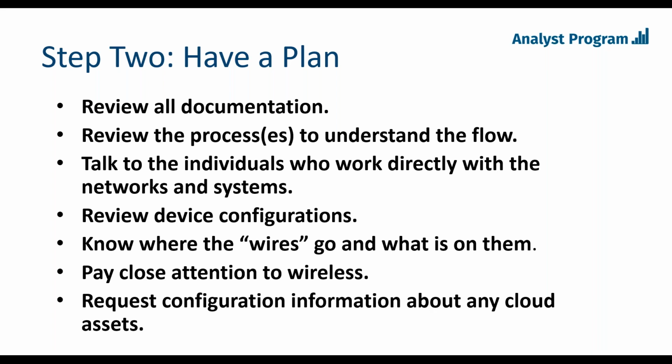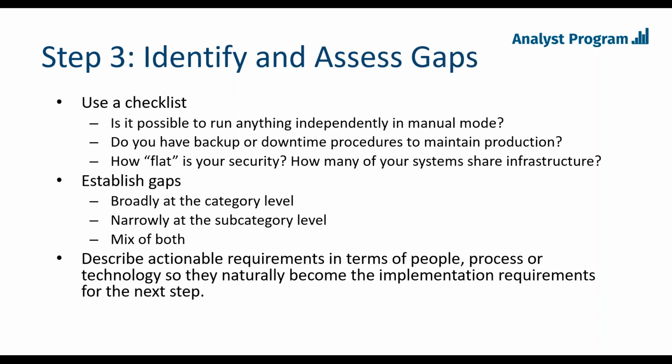Good point. So let's go on to step 3. This is on the heart of beginning to get to that planned roadmap that Peter mentioned. So you've prioritized your objectives. You've pulled together a whole bunch of information to evaluate your situation. Now the question is to identify and assess any gaps. So use a checklist. Simple problems. Is it possible to run anything independently in manual mode? You may need that. Do you have backup or downtime procedures to maintain production if your automation goes south?